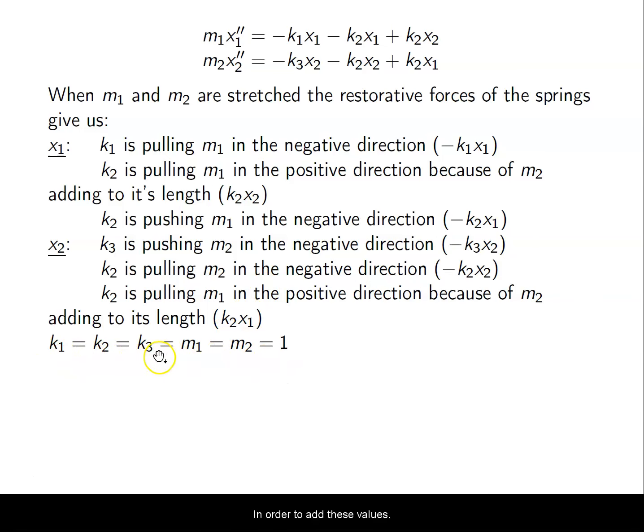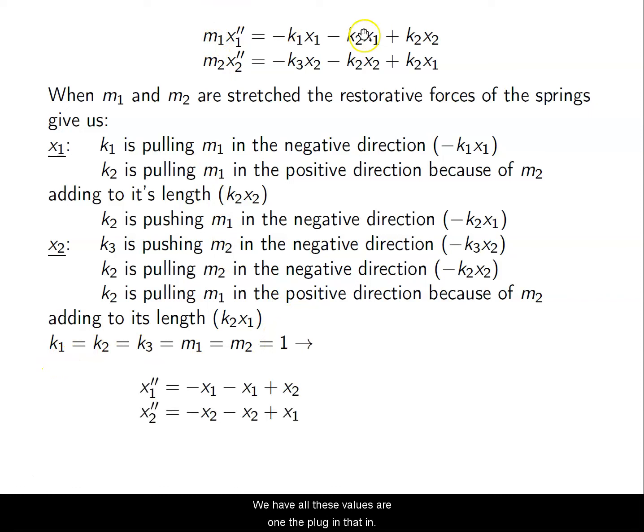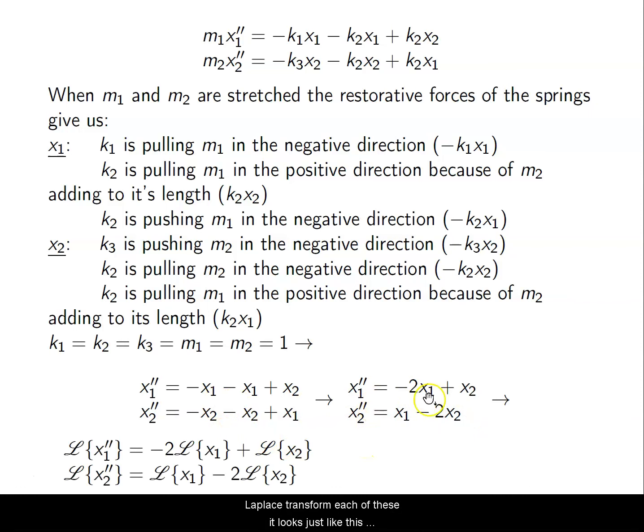In order to add these values, all these values are 1, right? So plugging that in, everything is going to go to 1. So I have some negative ones and some positive ones, and it looks like this. So I have negative 2 x1s and negative 2 x2s, and I can move those around so it's x1 and x2, x1 and x2. Okay. And then if I take the Laplace transform of each of these, it looks just like this, right?